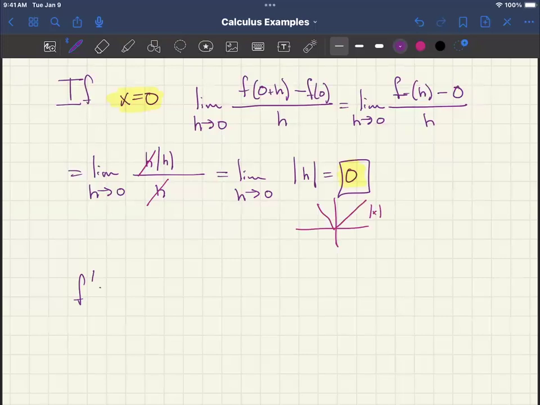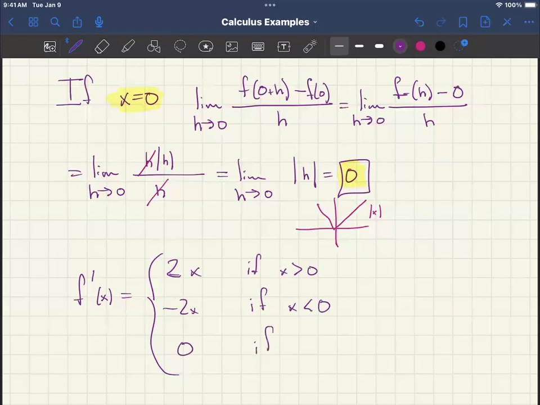So f prime of x is equal to, we have 3 cases. We have a positive 2x if x is positive, negative 2x if x is negative, and we just had to double check and make sure that what we thought happens actually does happen. If x is 0, it is actually going to be 0. We want to do that extra check there.